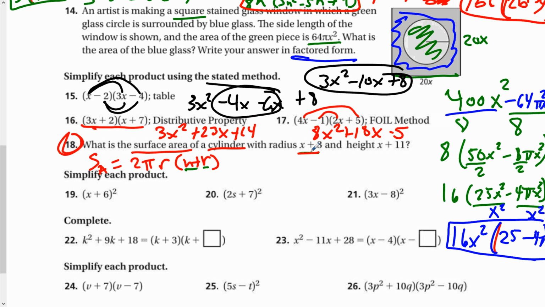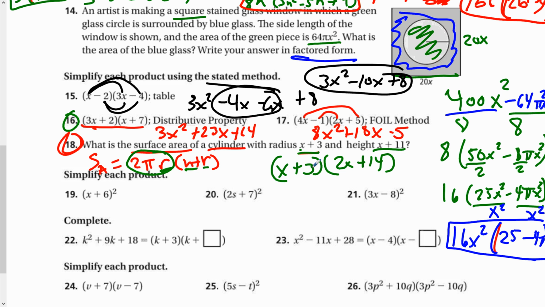So here's our r, here's our h. X plus x is 2x. 3 plus 11 is 14. And now we have to times that by 2 pi r. So probably times it by r first. So that means we're going to have to FOIL, because that's what we got done on 15, 16, 17. Or distributive, or the table, whichever. R is x plus 3.